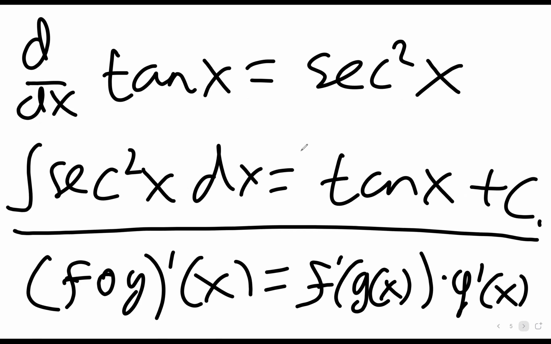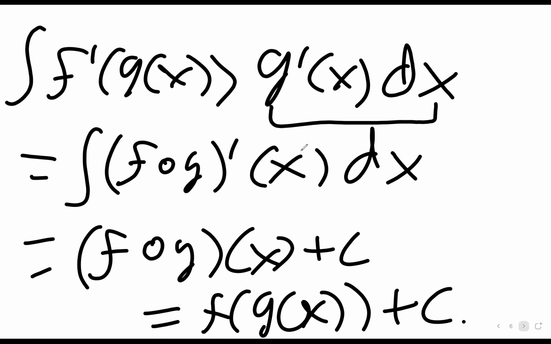Of course, we may consider the derivative of secant squared of x. And by using the chain rule, we may find an antiderivative of the following function, f prime of g(x) multiplied by g prime of x. Write this as the derivative of a composite function by the chain rule. And then the antiderivative of the derivative of a certain function is just that function. So we have this one, and we see that this method is called the substitution method.